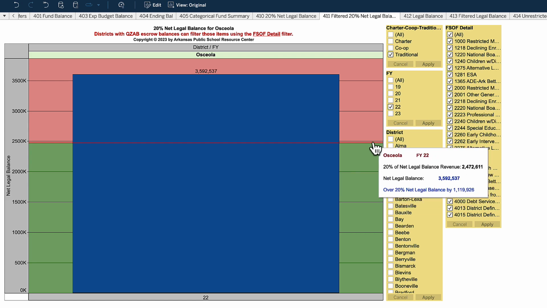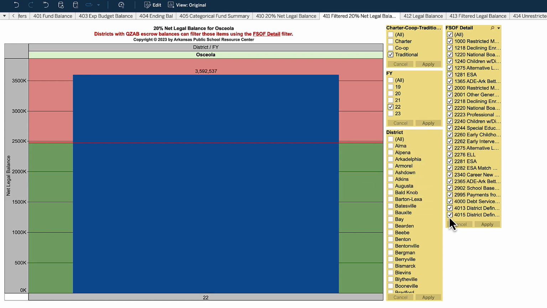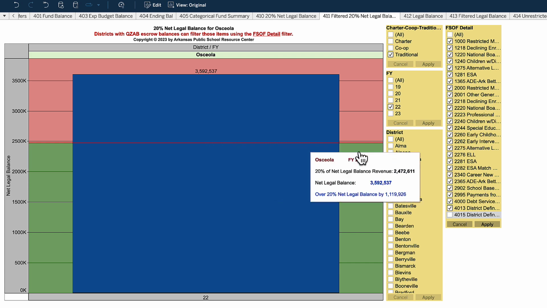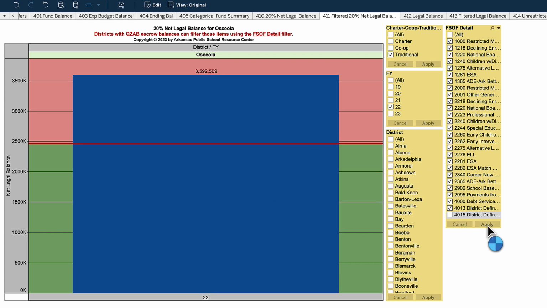We can do that if we lower our balance. From what I've researched, Osceola is putting that money, or coding it, to 4015, which is a district-defined debt service area. If I remove that, let's watch this line again, 2,472,611. Notice it went down just a bit, didn't go down a whole lot, but that was the interest being removed from their balance that the federal government had given them.